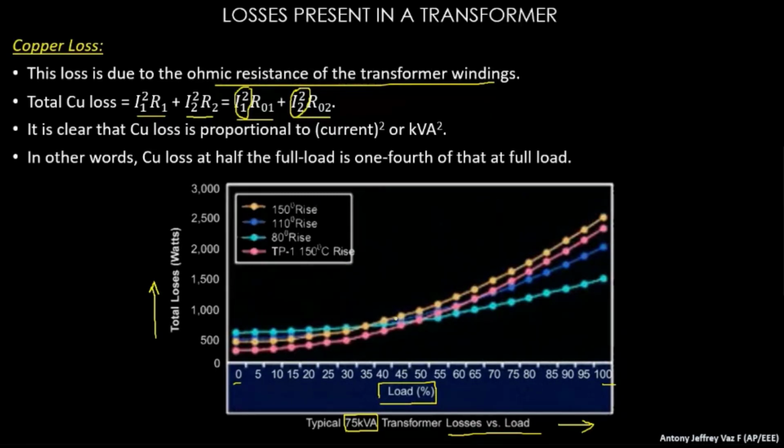And the different colors of the graph represent the rise in temperature. The yellow color represents the temperature rise in this range. Okay, you can see this range. And similarly, the other colors are also shown.